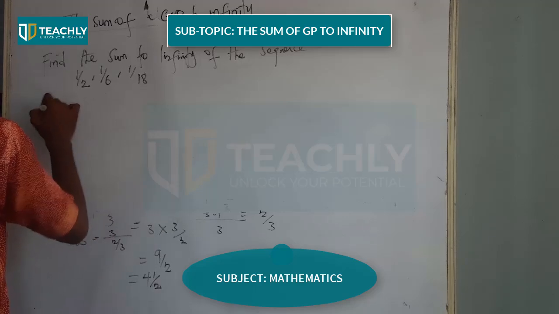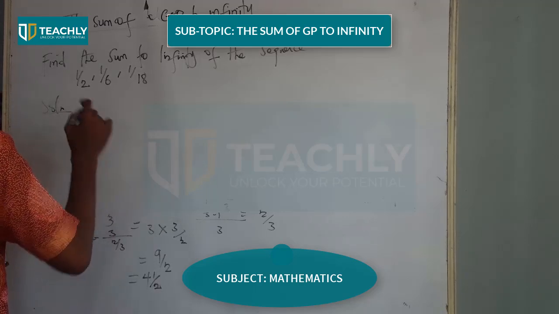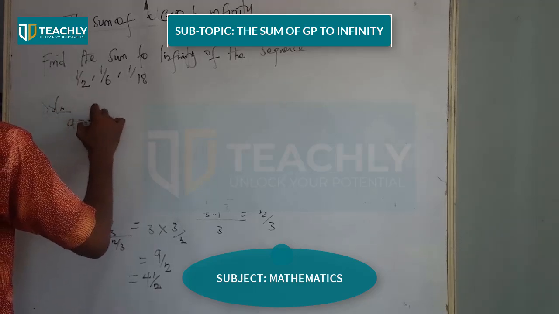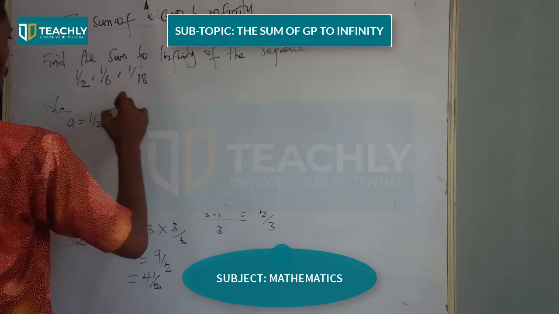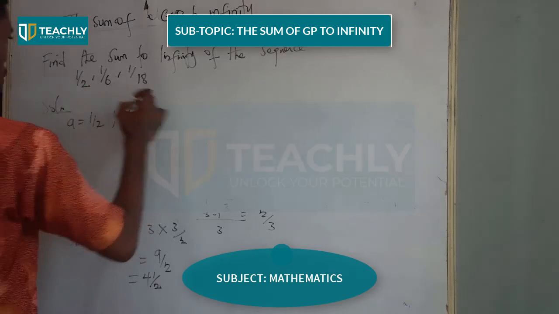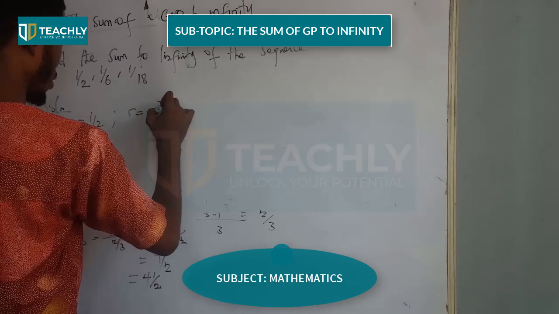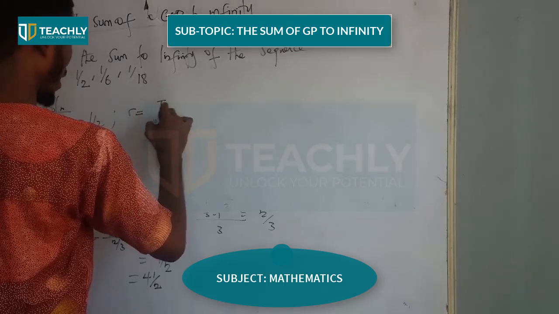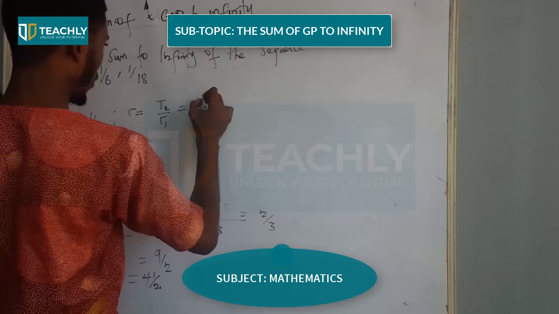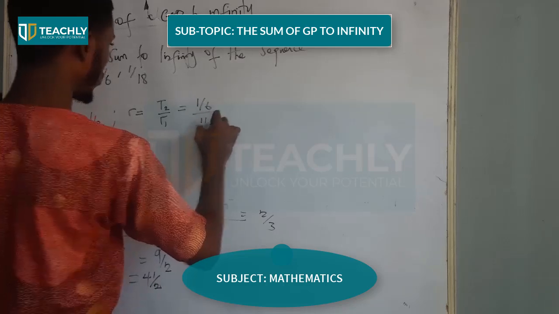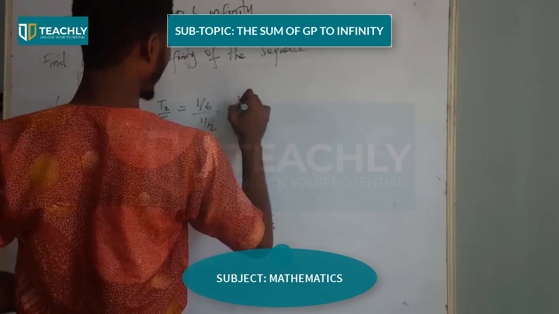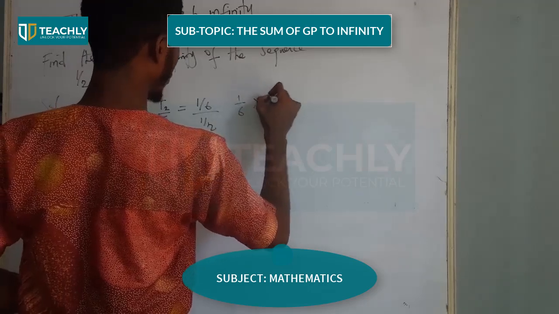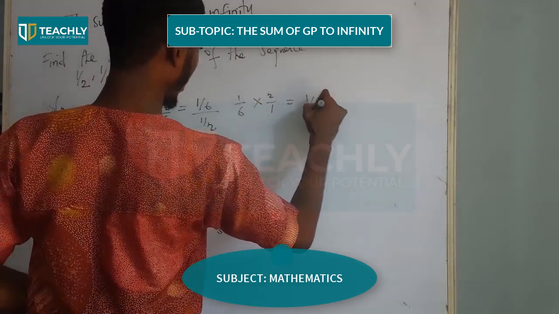Okay, so the solution now, very simple. Our a is given as 1 over 2. Our common ratio is what? T2 divided by T1. That is 1 over 6 divided by 1 over 2. Okay, so I have 1 over 6 times 2 over 1. That is 1 over 3.